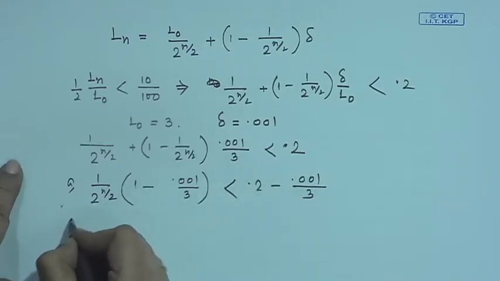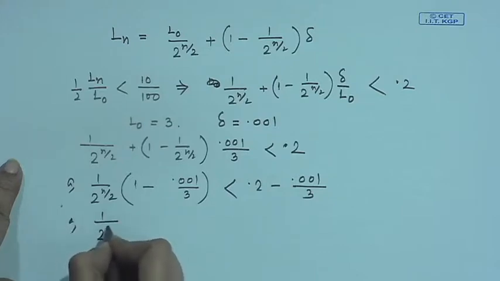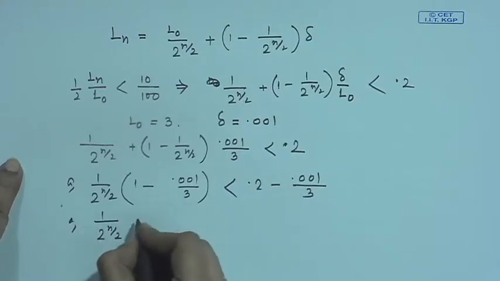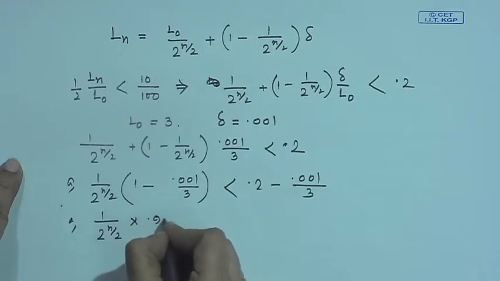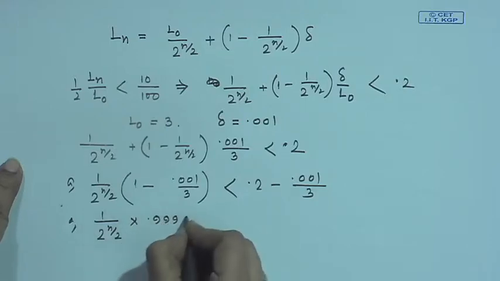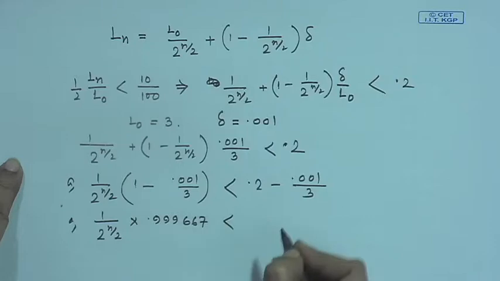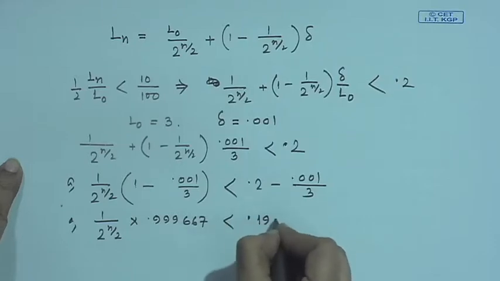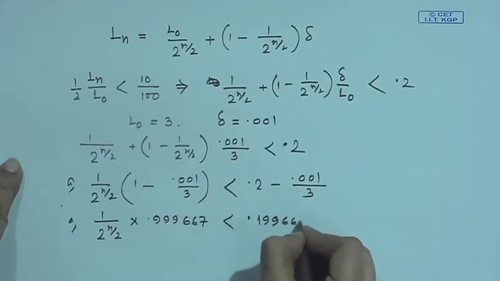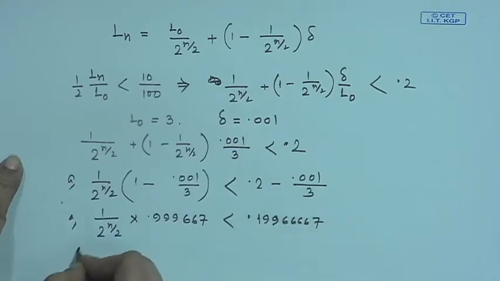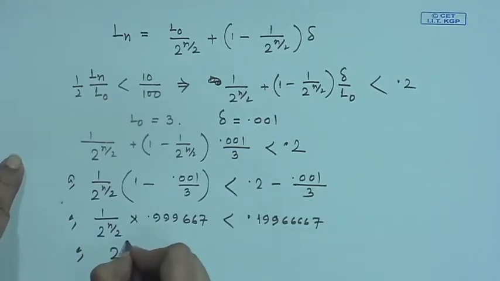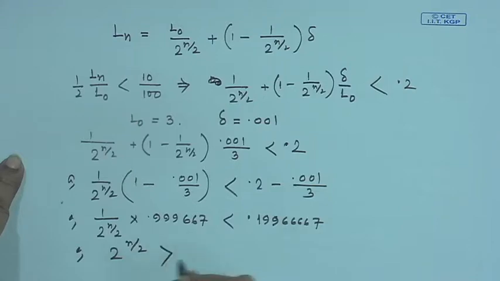If I just do the calculation, I will get 2 to the power n by 2 into 0.999667 less than 0.1996667, and from here we are getting 2 to the power n by 2 is greater than 5.000678. Then can you tell me what should be the value for n from here?